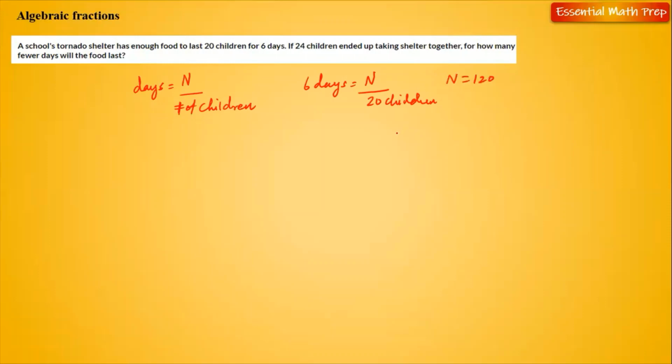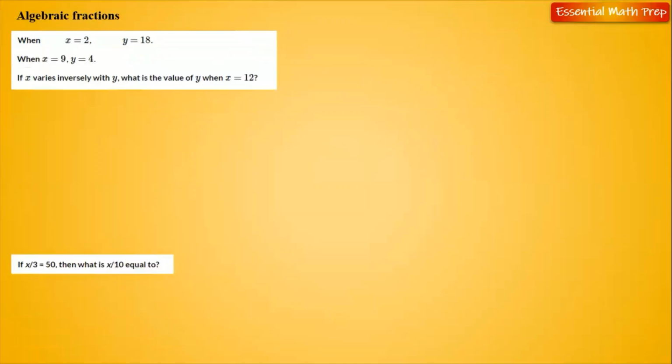Now we know the proportional constant. We know the number of newly added children. We can then determine how long the food would last. So let's substitute for days as x. We know n is 120 and the number of children is 24, so it'll be 5. So x equals 5 days. That means whatever food is supplied to the shelter, if the children count has gone from 20 to 24, the food would only last 5 days. Is that clear? All right, let's continue.